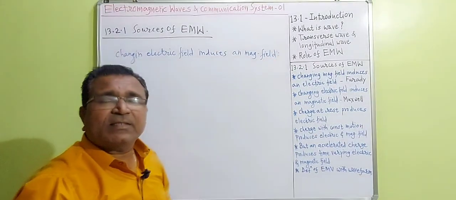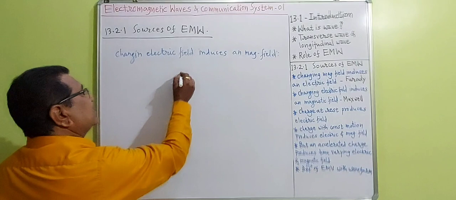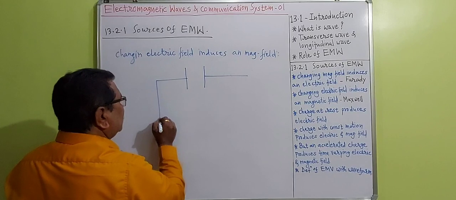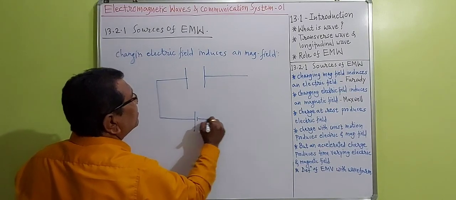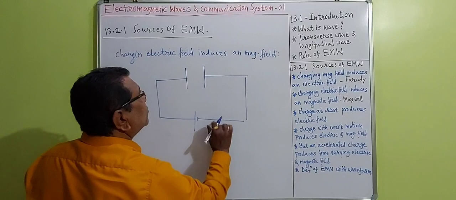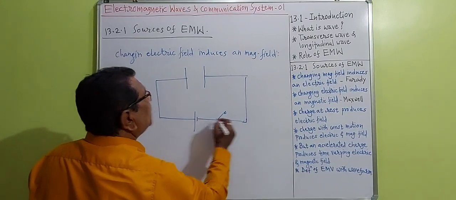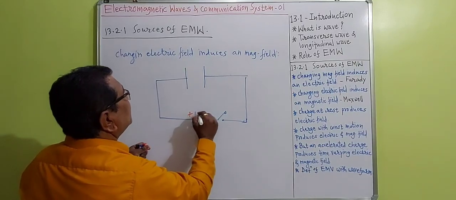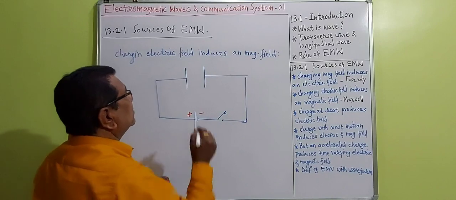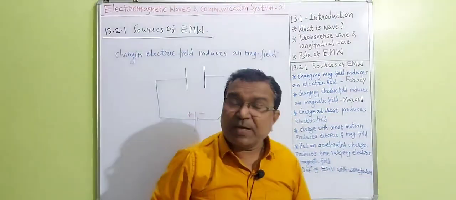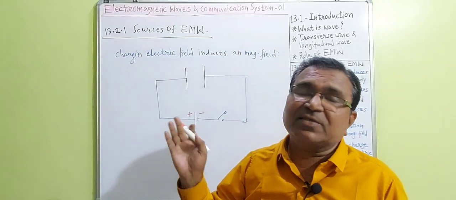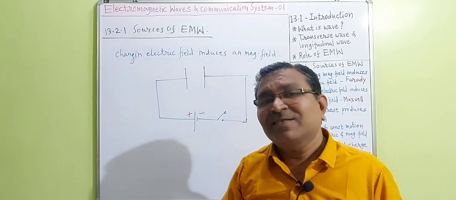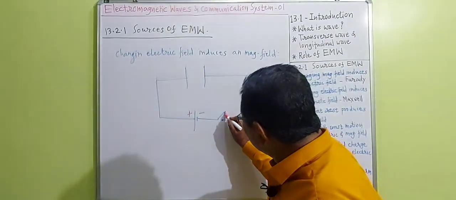For that purpose, take an example of a condenser like this. See here, this is a condenser, and this condenser is connected to a battery. Suppose the key is open initially. See here what happens. This is positive, this is negative, and this is a parallel plate capacitor connected to a battery as shown in the figure. As soon as the key is closed, then what happens, dear student?